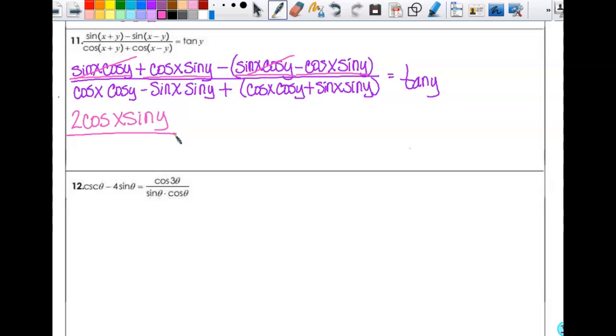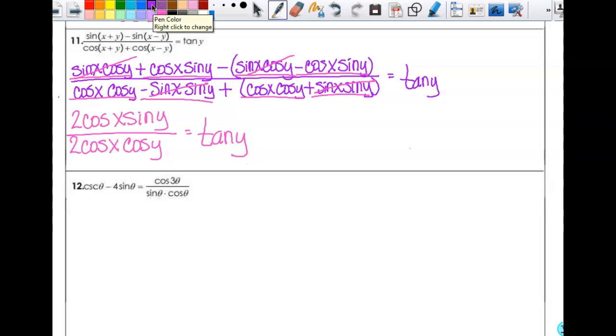Then in the denominator, I have cosine x cosine y right here, cosine x cosine y right there. I'm adding them, so that gives me 2 cosine x cosine y. Then I have negative sine x sine y and positive sine x sine y. It's plus a positive there. So those zero out. So then that's supposed to equal tangent y. Okay. Any questions about where anything came from?